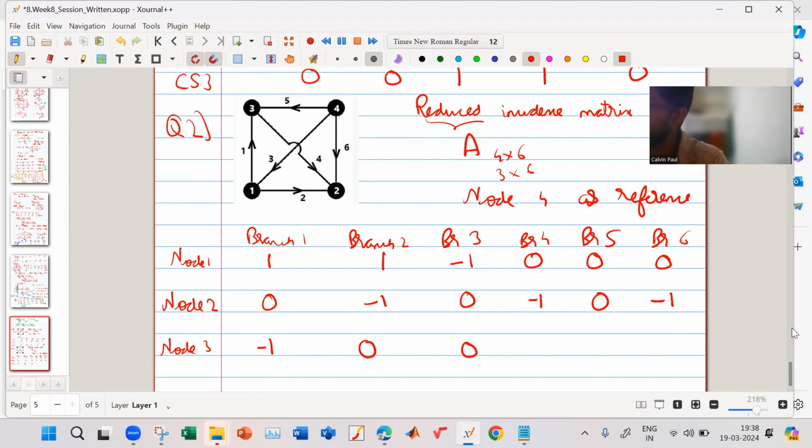For node 4, how much is it? Minus 1, 0. 4 is outgoing, so it is plus 1. For node 5, 4 is minus 1, 0, minus 1, 0, 0, 1, minus 1, 0. Okay.